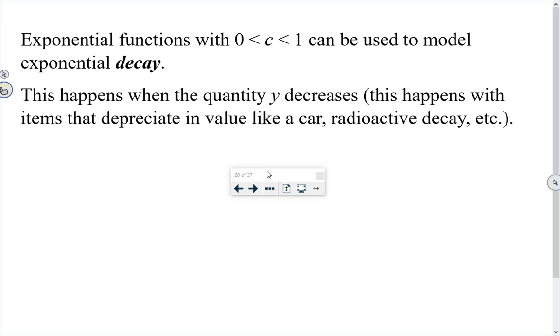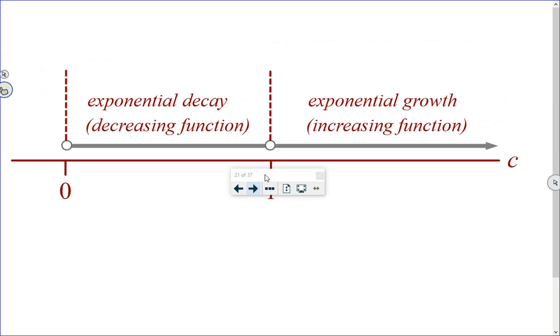Radioactive decay that you learn about in Physics 30, and I don't think any of you have taken Physics 30 yet. The value of a vehicle, when you first buy a vehicle, every year that goes by it's worth less and less and less. Those are examples of exponential decay. And we can add that now to this diagram, this schematic, which is very useful. I could say that if c is between 0 and 1, that's a decreasing function, or I could say that's an example of exponential decay.